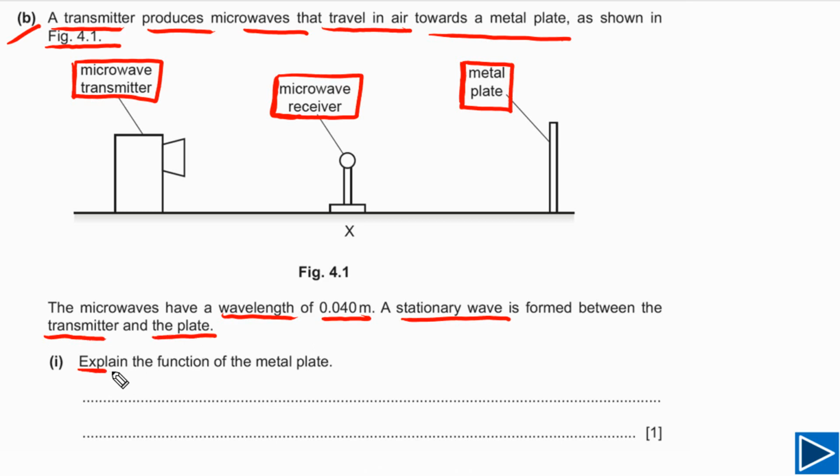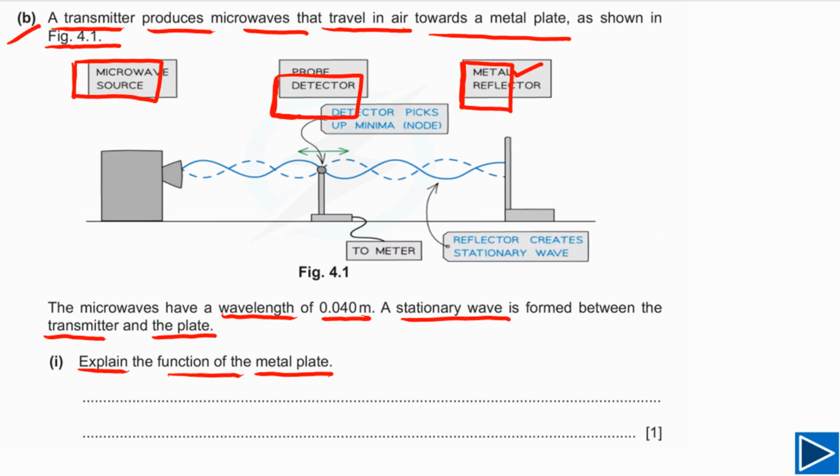The question is simply asking us to explain the function of the metal plate. I mean, why do we need a metal plate in this case? First thing we need to understand is that a stationary wave is the resultant wave of two waves. If there is only one wave, there will be no stationary wave. So we need two waves, one incident wave and one reflected wave. When those two waves meet, they will form a stationary wave. So the purpose of this metal plate is to reflect microwaves. This is very simple how you can answer.